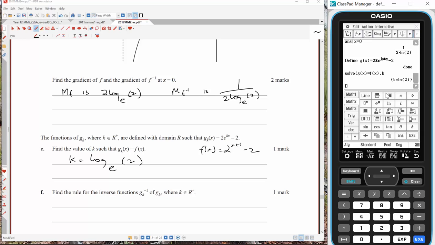Let's do g of... I think it'll still keep it in log e, but let's see. 2 to the k plus 1 or x plus 1. Yeah, there you go. All right.